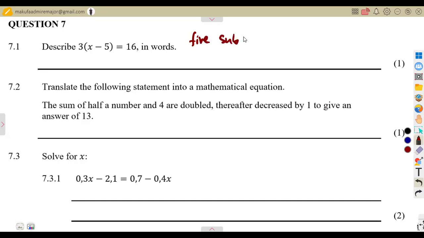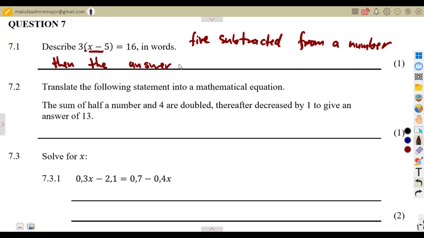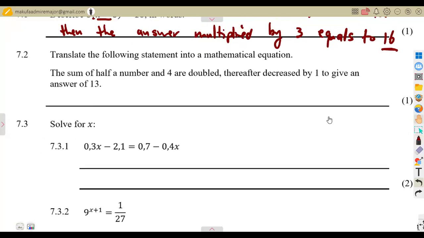5 subtracted from a number. So x represents the unknown number. So 5 is being subtracted from this number. Then the answer is multiplied by 3. So the answer multiplied by 3 equals 16. So the answer will be equivalent to 16 in that manner.